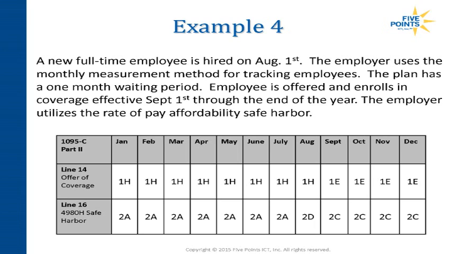So remember, even though they weren't my employee, they're full-time for a month, I've got to complete a 1095-C for them, and I've got to complete all months of it. So what I actually have here is I've got a 1H through August. It says that I did not offer benefits to that employee January through August.